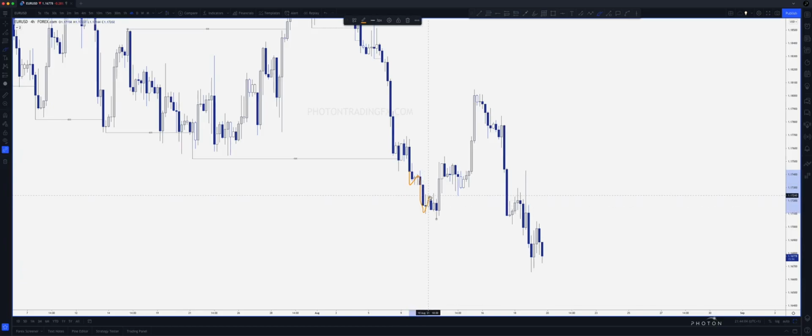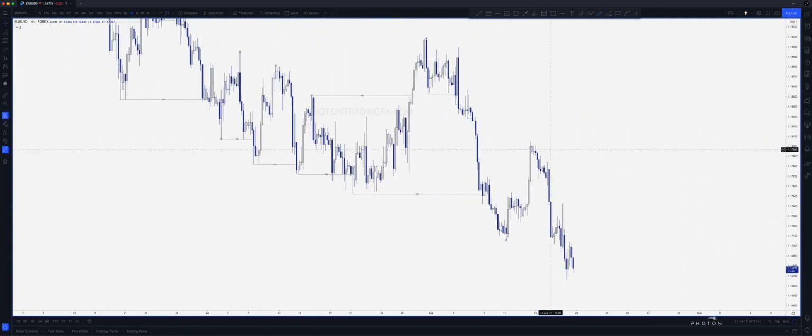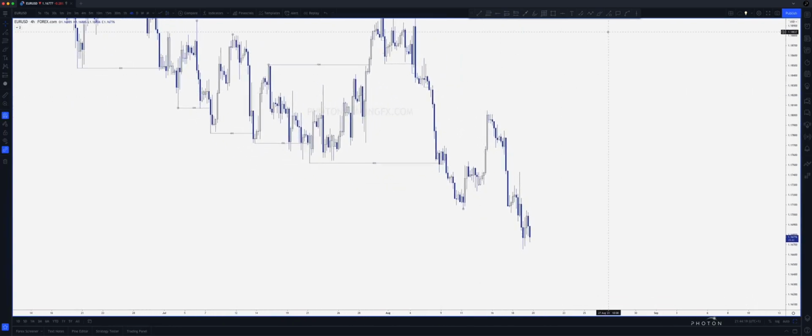So we get a minor pullback, we take the low, which means that we have a high here. Then we take the high, we get our change of character. We get a pullback, we can look for those counter trend longs, and then we can trade that up. Okay, but remember, it's just a counter trend 4-hour pullback because now we expect the 4-hour to stay bearish.